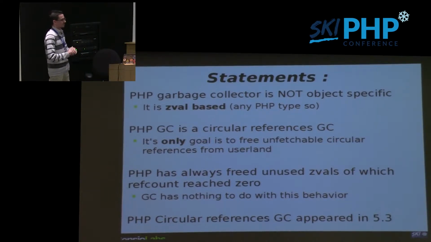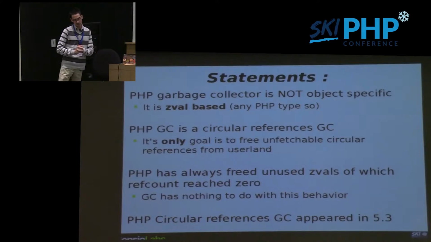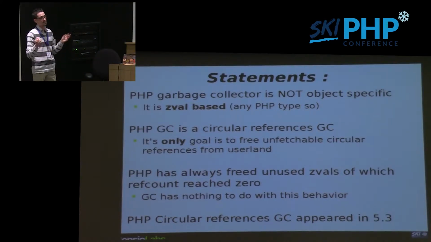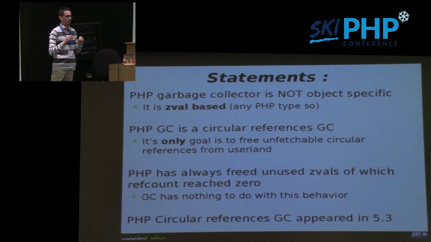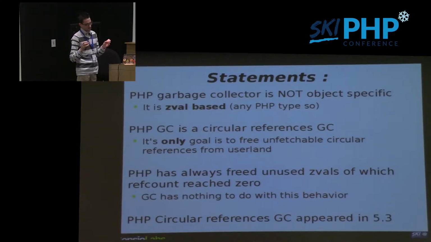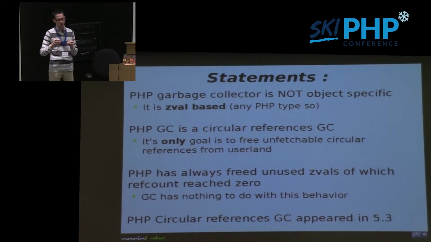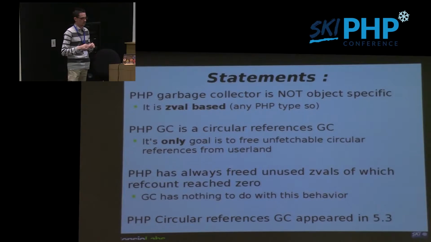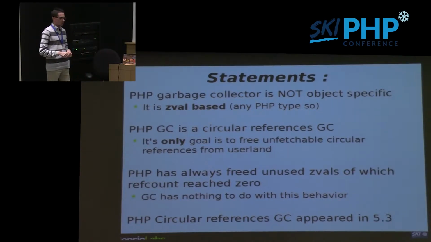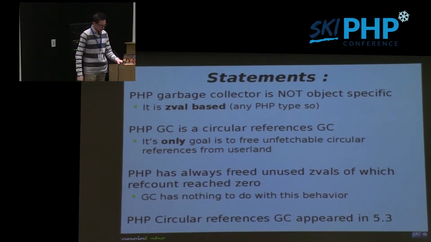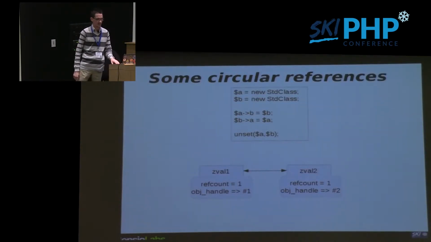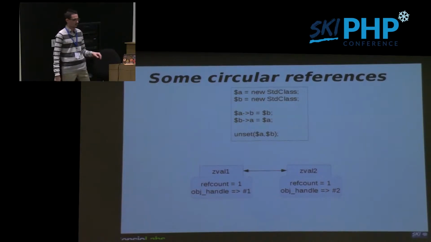PHP garbage collector is a circular reference collector. Its only goal is to free circular references in compound zvals, which should be arrays or objects, that's all. PHP has always freed unused zvals of which ref count reached 0, okay? Garbage collector has nothing to do with this. It appeared in 5.3, so it frees circular references.